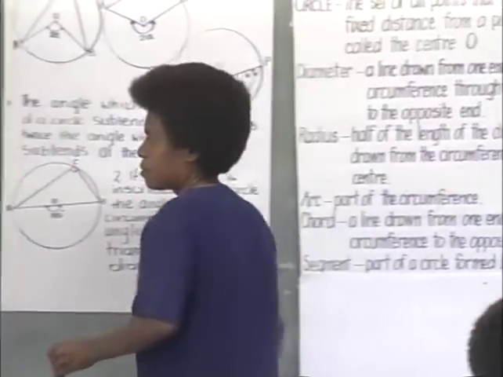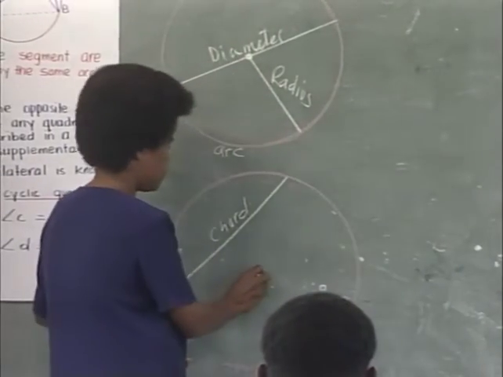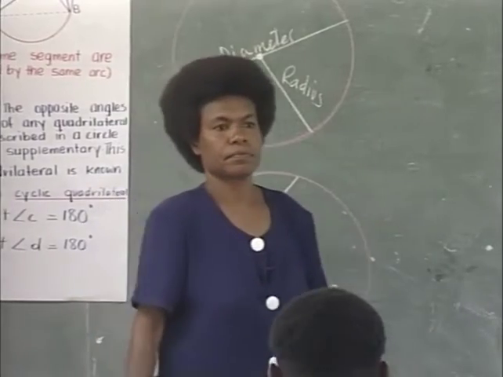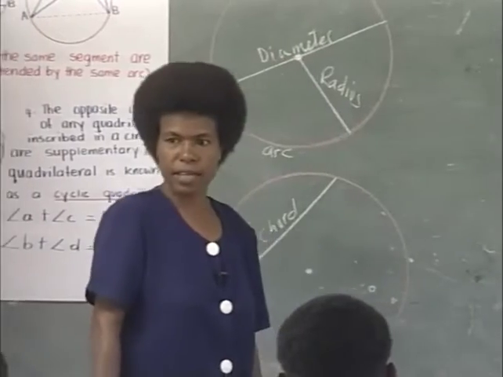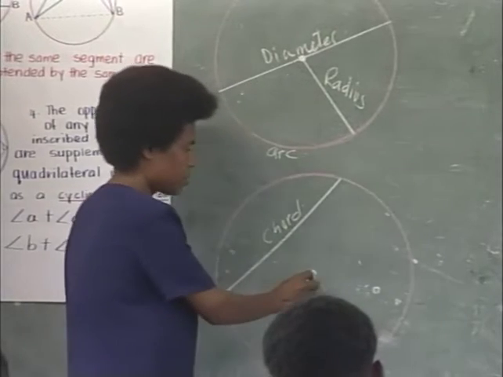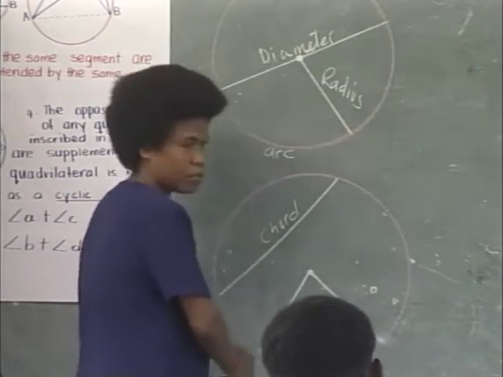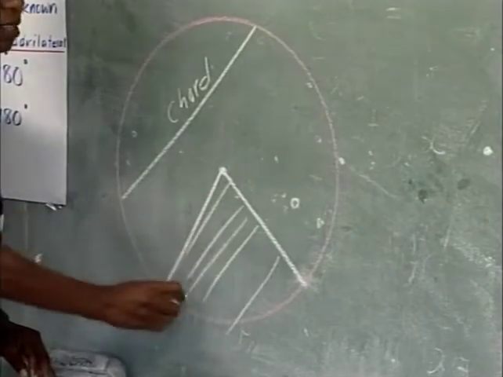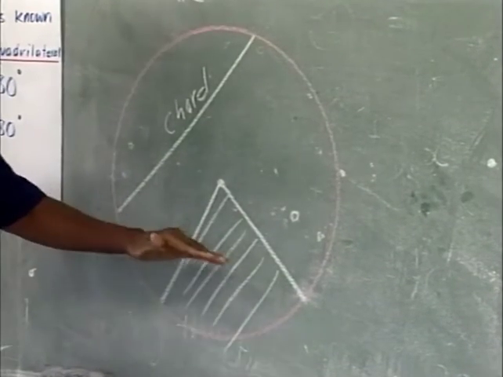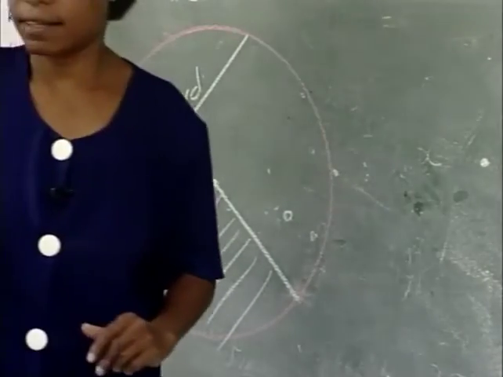Next one, sector. What is a sector of a circle? A region of a circle bounded by an arc and 2 radii. Okay, the sector is formed by 2 radii bounded by an arc. Here, 2 radii, one from there, one to that opposite end. This shaded area is called the sector. And this is the minor sector. The big one is the major sector.